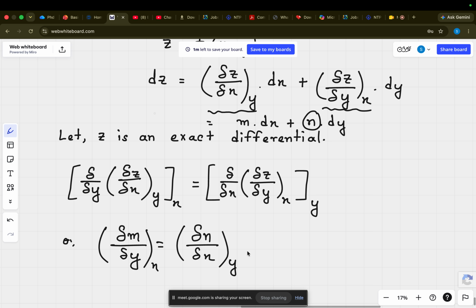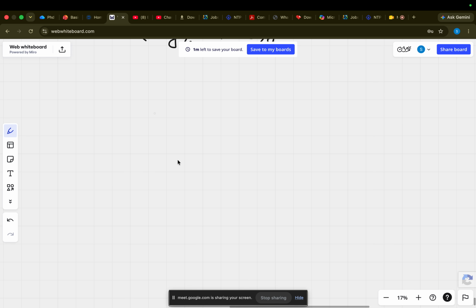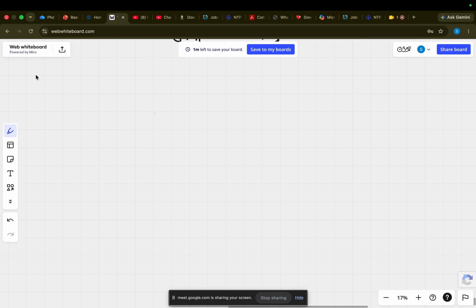So basically, if they are mentioning that z is an exact differential or some function, they will ask you to find out whether this is an exact differential, so you have to use this equation. You just check yesterday's class, you will get an idea. Okay. And next another important thing, that is called your cyclic rule.